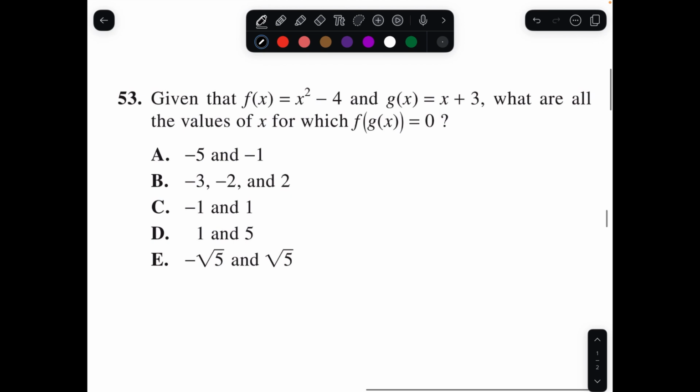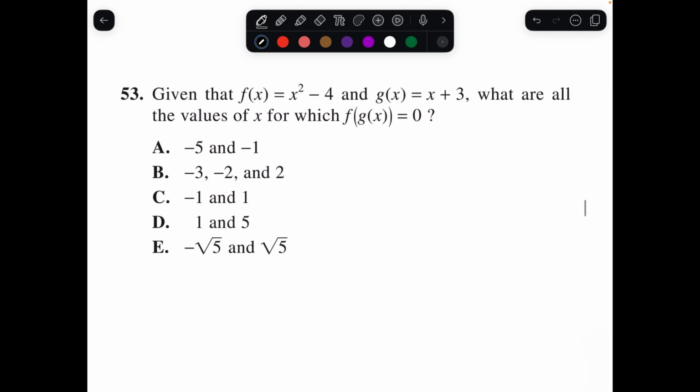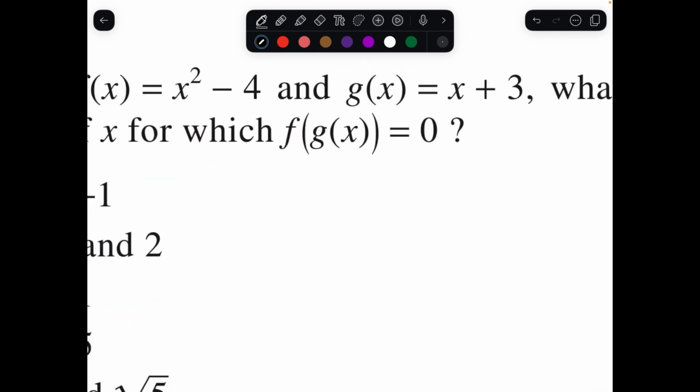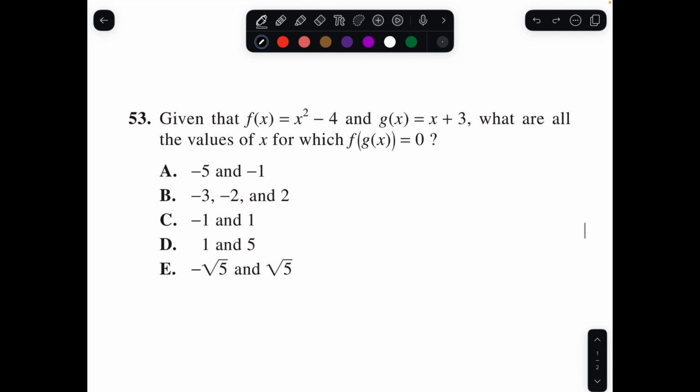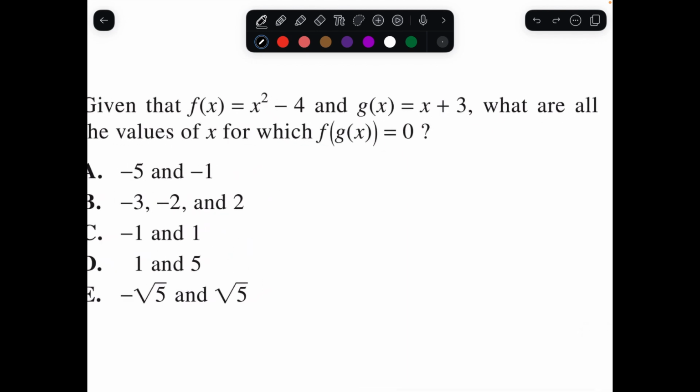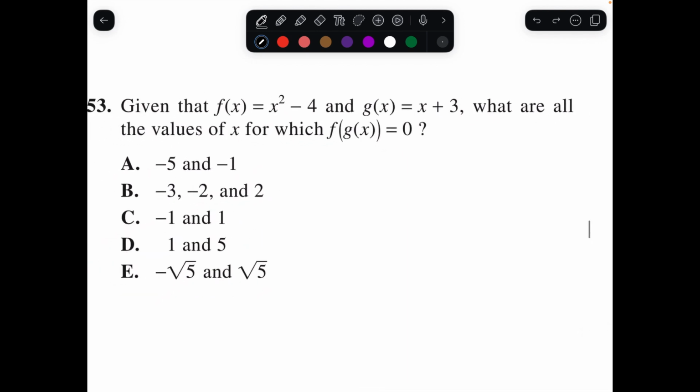On to question 53, which says that given that f of x equals x squared minus 4 and g of x equals x plus 3, what are all the values of x for which f of g of x equals 0? Okay, so for all the other composite function problems I've done in my previous videos, normally instead of x, they give us a number. So for this problem, let's just realize what the question is basically telling us and asking us.